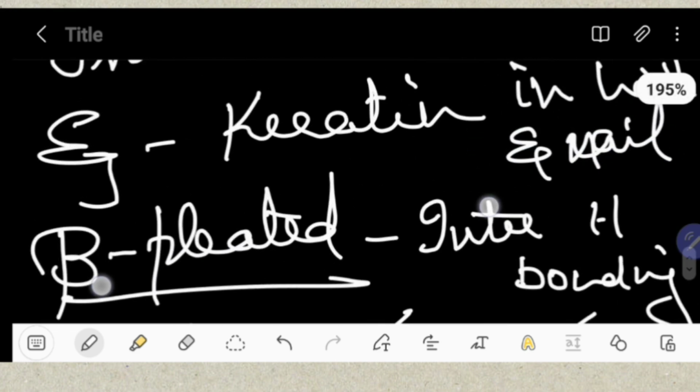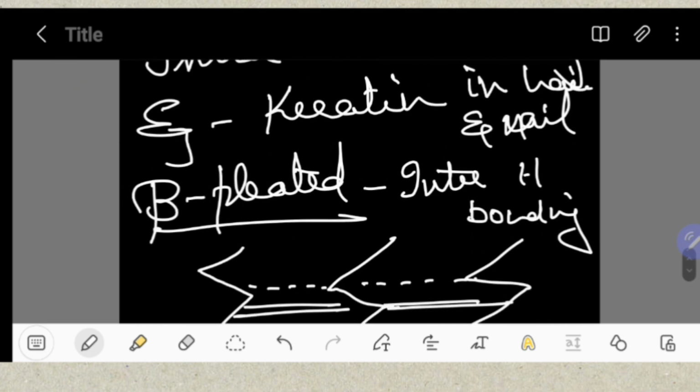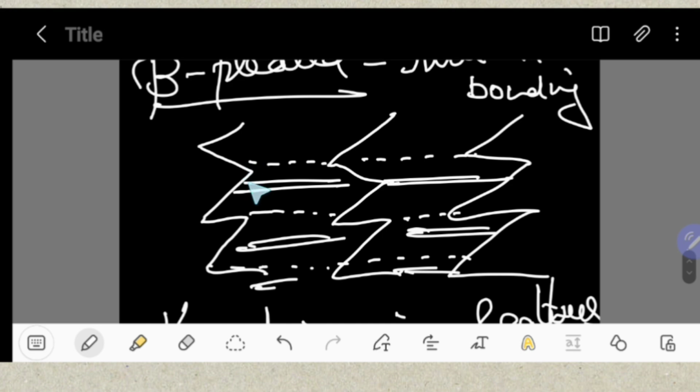Okay, so I hope you understood what I meant by this. This is alpha, like a helix structure, and it is intra-hydrogen bonding within the molecule. N-terminal on the left, C-terminal on the right. Intra-hydrogen bonding, keratin. And beta pleated means inter-hydrogen bonding. Between the two layers you can see bonding taking place.